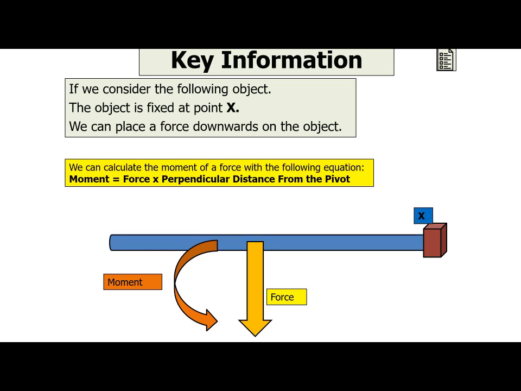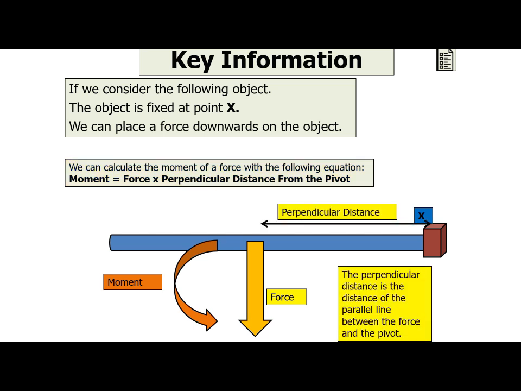Now, we can calculate the moment of a force with the following equation. Moment is equal to force times perpendicular distance from the pivot. The perpendicular distance is the distance of a parallel line between the force and the pivot. Or a better way to say it would be the distance of a parallel line between the line of action of a force and the pivot.